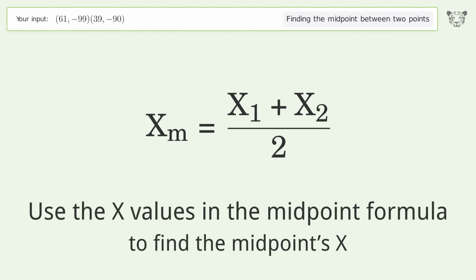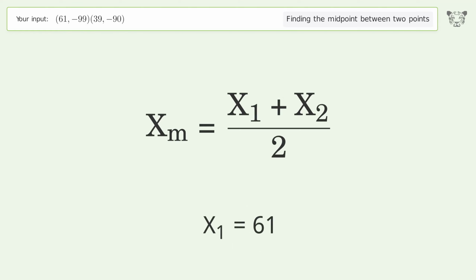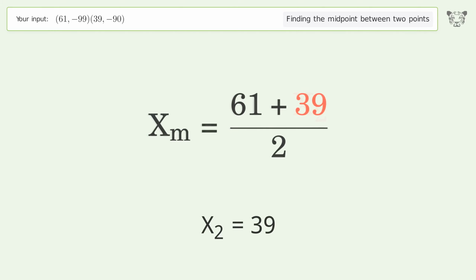Use the x values in the midpoint formula to find the midpoint's x. x1 equals 61. x2 equals 39. Simplify the arithmetic.